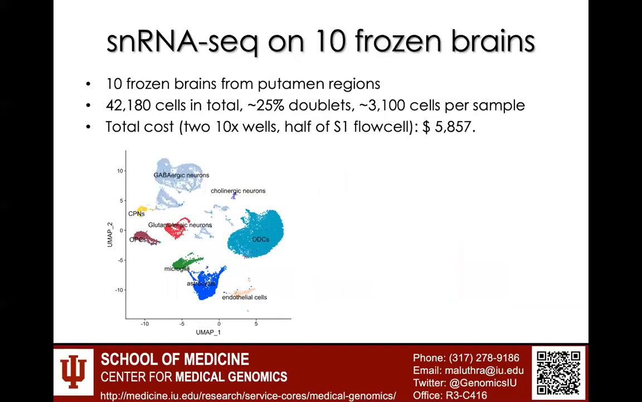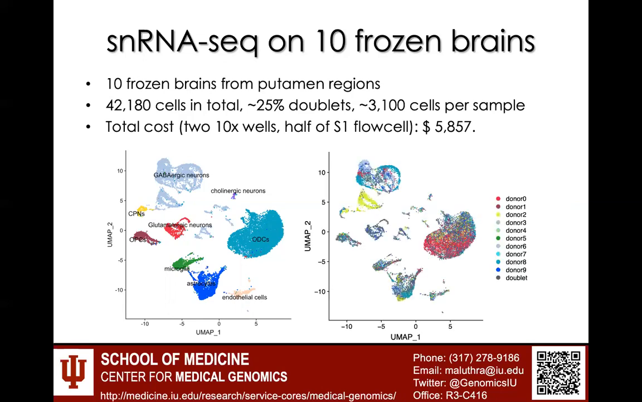What I'm showing you here is an example we did using the second approach, from 10 frozen human brain samples. We mixed them together and then did the analysis, and I can tell you that we are able to de-identify individual cells and nuclei and tell which sample they come from. In this case, we mixed 10 brains together.